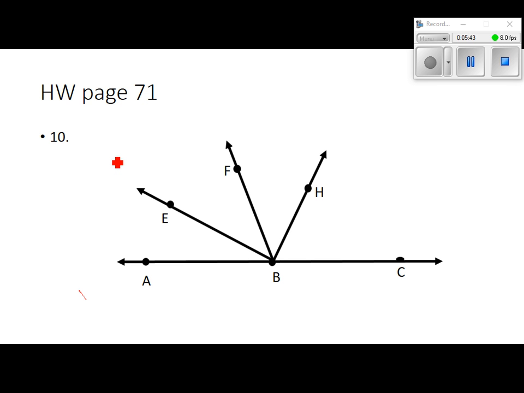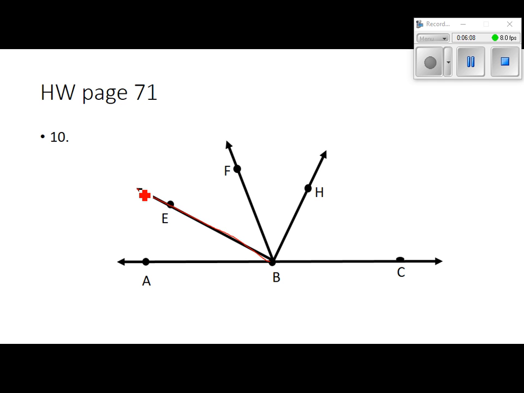Looking at problem 10, read the directions there. I think they tell us a couple of bisectors, don't they? Don't they tell us that ray BE bisects angle ABF or something? Is that in the directions? Yes, no, maybe? None of you can read it.